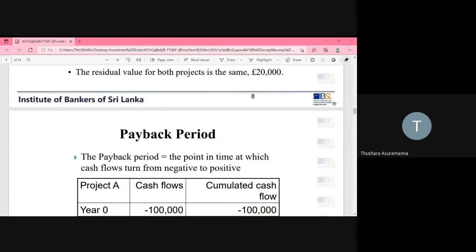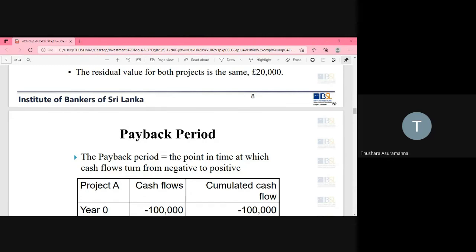Now we are supposed to compute the payback period. What is the payback period? Payback period is the time taken to recover the capital that you have invested. Or in a more technical perspective, it is the point in time at which cash flows turn from negative to positive. So when the cash flow is turning from negative to positive, that point is my payback period.